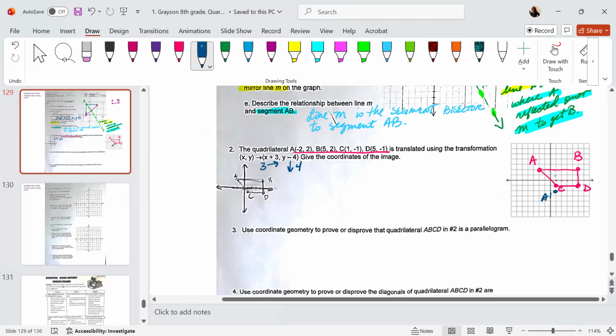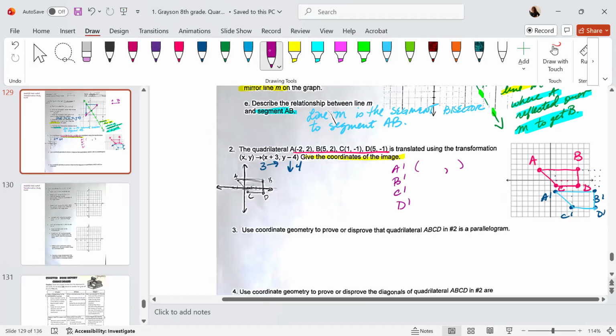Yeah. B, 1, 2, 3, 4, 1, 2, 3. Oh, I'm sorry. 1, 2, 3, 1, 2, 3, 4. That's B prime, correct? C, 1, 2, 3, 1, 2, 3, 4. C prime. 1, 2, 3, 1, 2, 3, 4. D prime, correct? Yeah. So then you just draw this, right? So we drew it, we labeled it, give the coordinate of the image. So then you need to do A prime, B prime, C prime, D prime, correct?